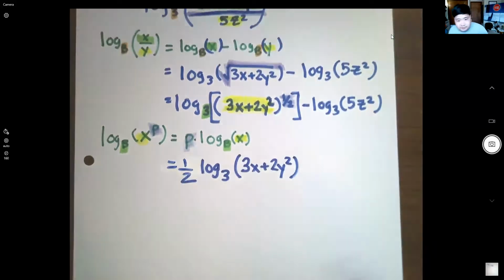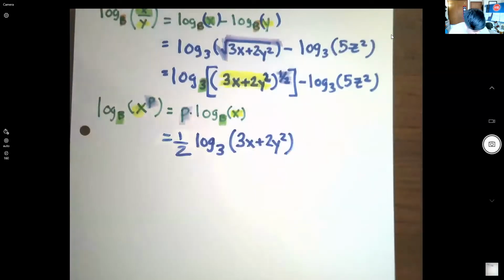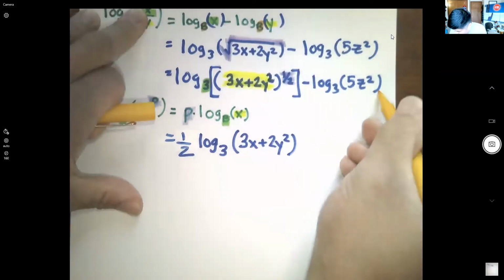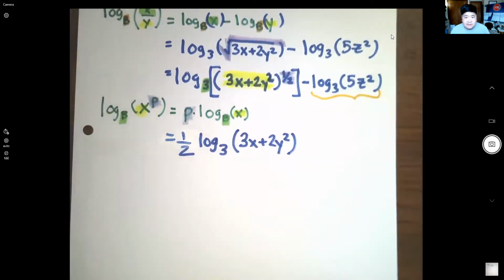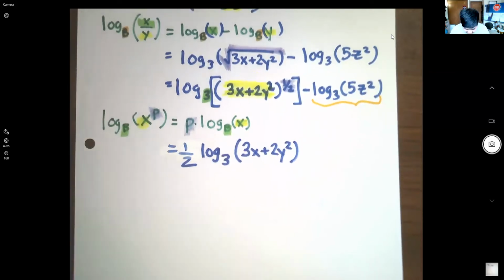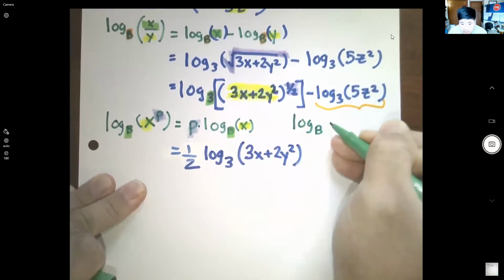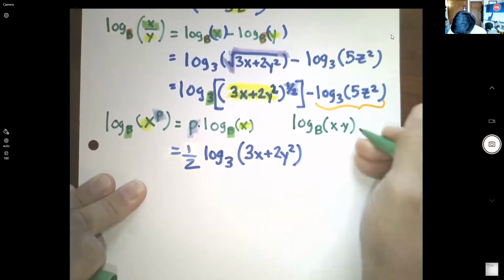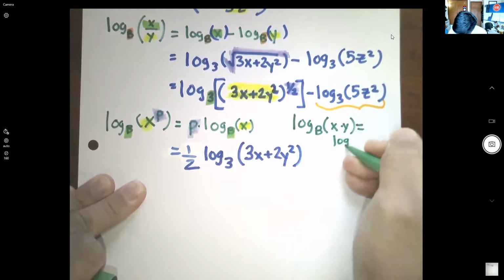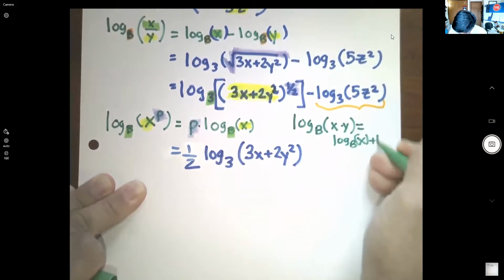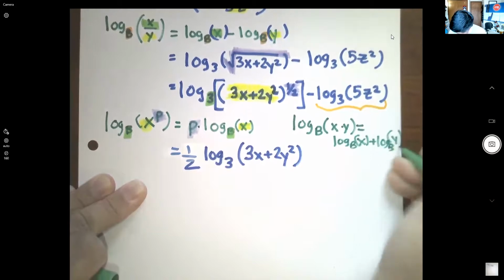All right, now we still have to deal with this part over here, the log base 3 of 5z squared. So here is another log rule that you can use: log base b of x times y is log base b of x plus log base b of y.